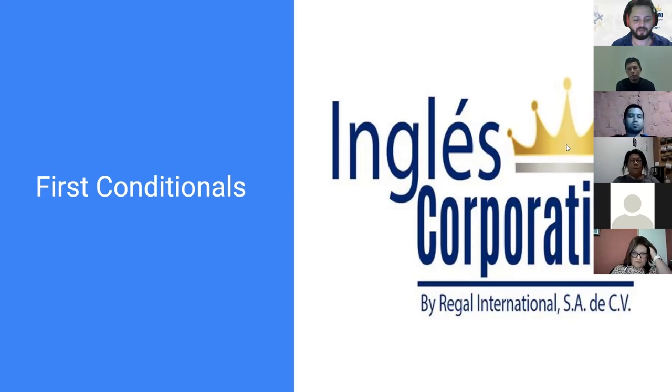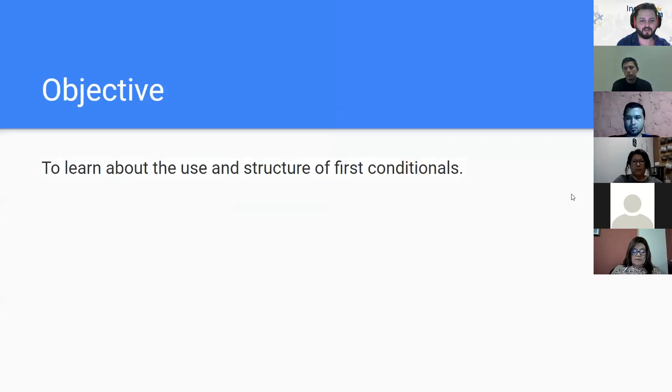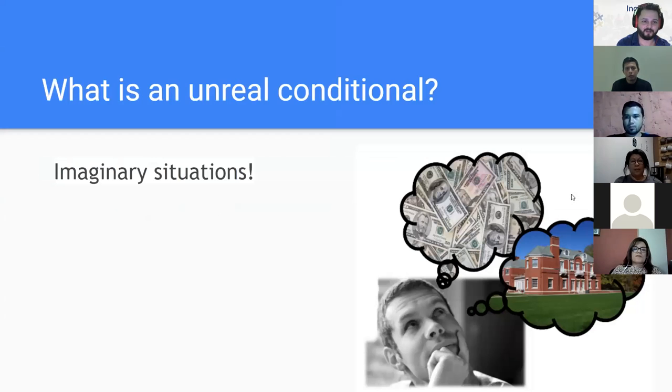All right, very good. Who knows, guys, how many types of conditionals we have? Three. We have three conditionals, right? Very good, guys. So today we're going to talk about first conditionals. We're going to learn everything there is to learn about first conditionals, and we're going to have some practice. So the objective for today is to learn the use and the structure of first conditionals.